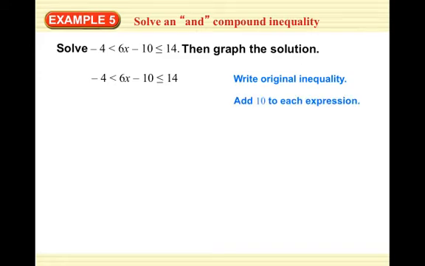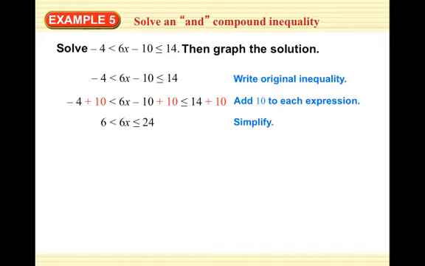So we're going to add 10 to each expression. So we're going to have -4 + 10 < 6x - 10 + 10 ≤ 14 + 10. Then we simplify. -4 + 10 is 6. 6x - 10 + 10 is just 6x. Less than or equal to 14 + 10 is 24.